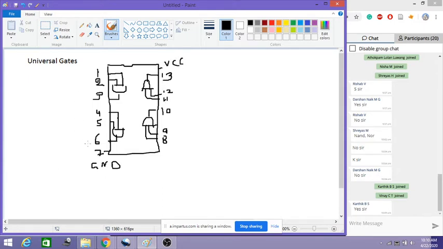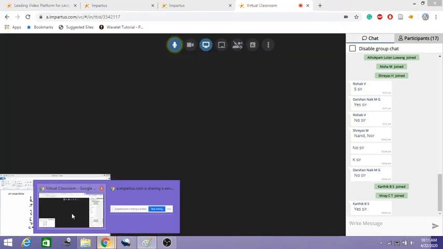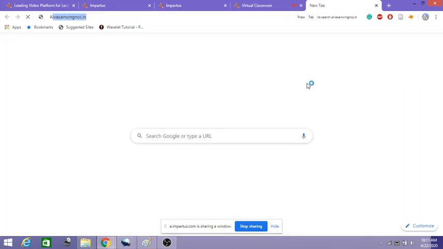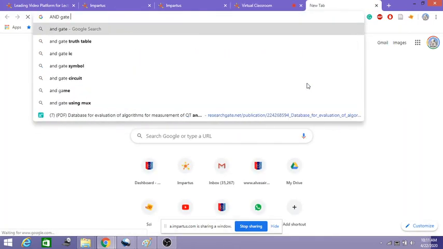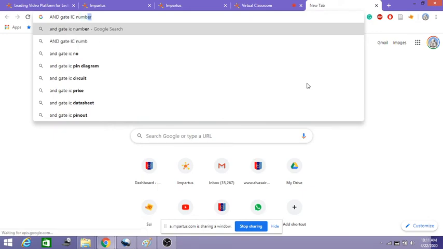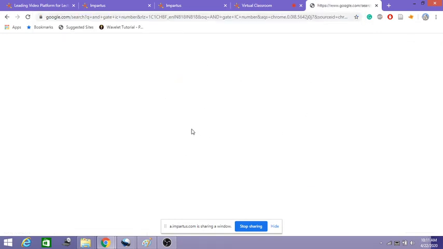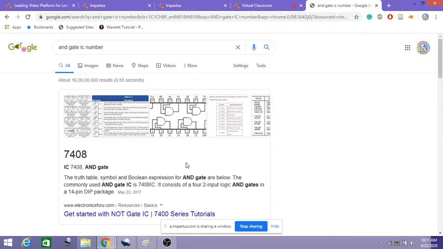So basically when we want to use these gates in our circuit design, there is nothing like individual gates available. It is available in terms of package. So if I use this IC, for example, I think 7400 might be the IC for AND gate. I'm not very sure. Let me check it. Let me Google it. AND gate IC number. It's 74 series. Yeah, 7408 is the IC.